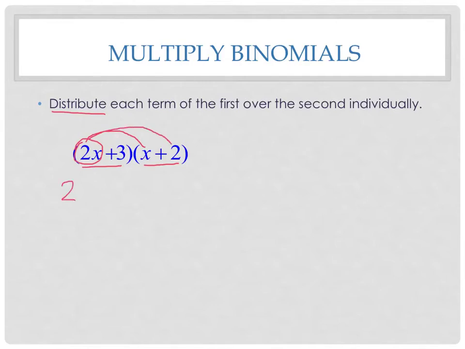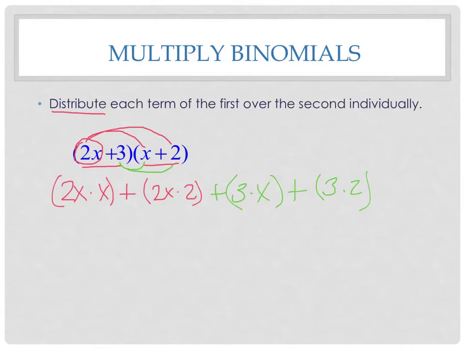So that's going to be 2x times x plus 2x times 2. Then what I'm going to do is take the second term, which is 3, and distribute it over the x plus 2 again. So we're going to get 3 times x plus 3 times 2. So now I've distributed both the 2x and the 3 over the second binomial.